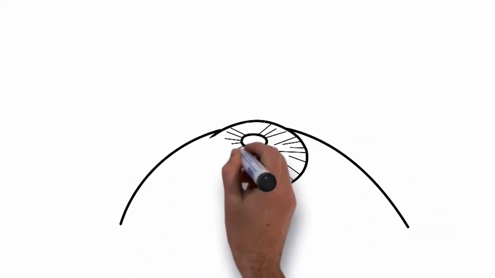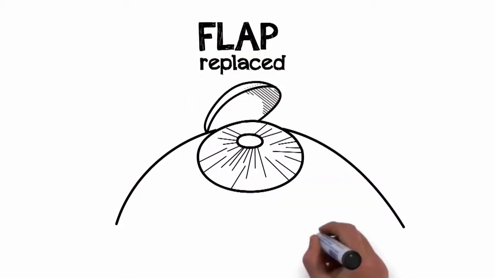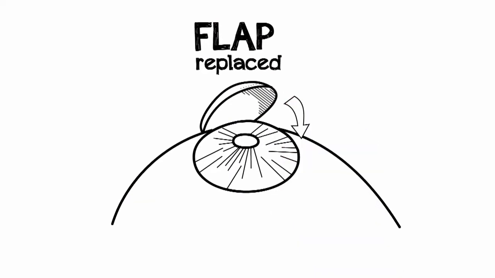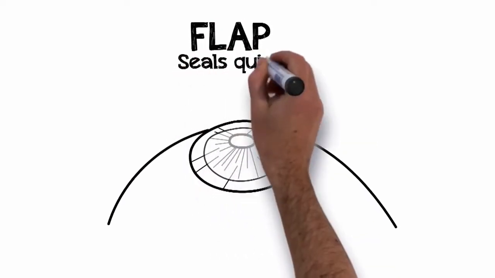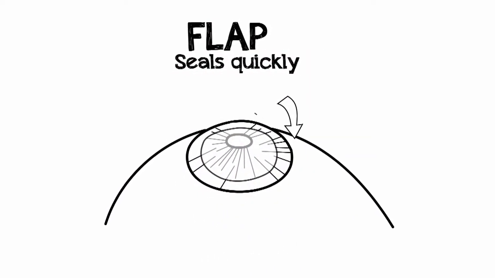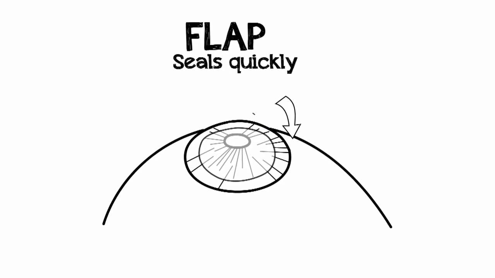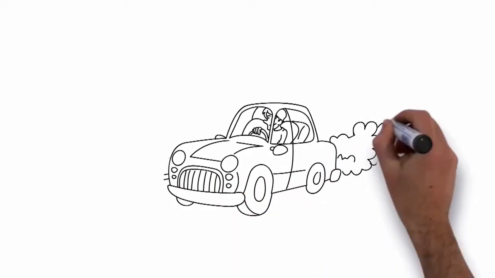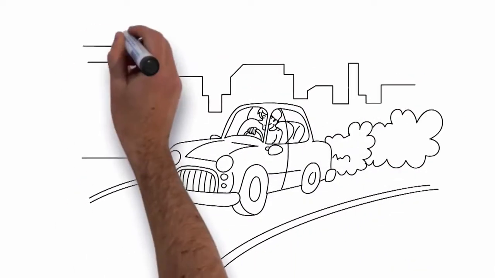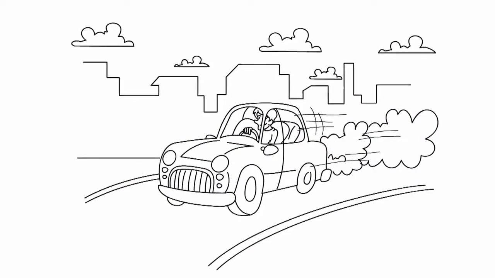Once the cornea has been reshaped, the flap is folded back over the treated layers to protect them while they heal. The flap seals itself almost instantly. Because of this protection, there's minimal discomfort after the procedure. Most patients can see well enough to drive by the next day and resume normal activities shortly thereafter.